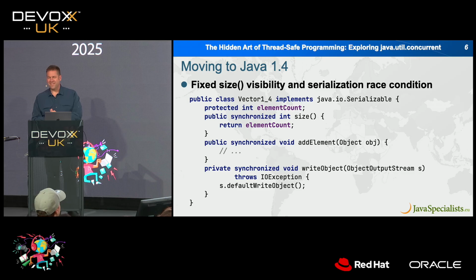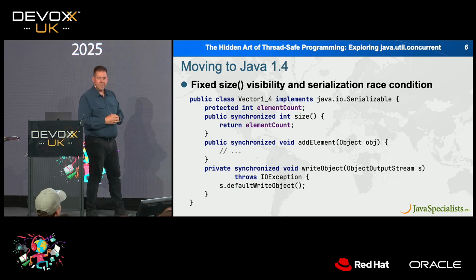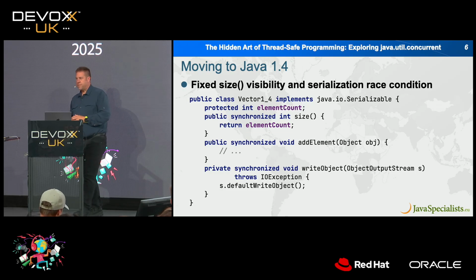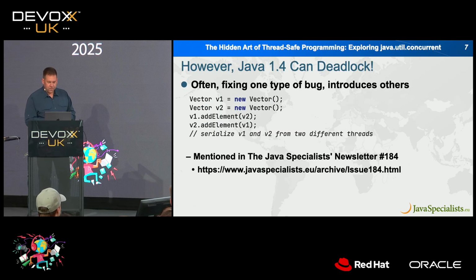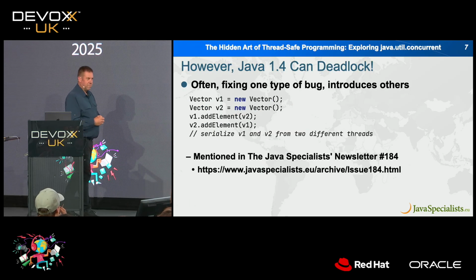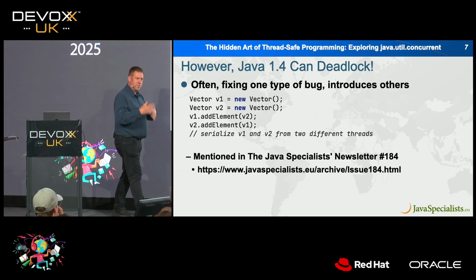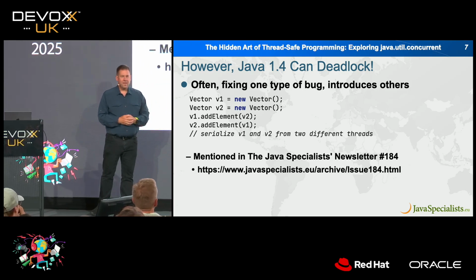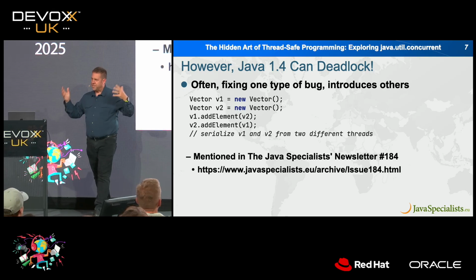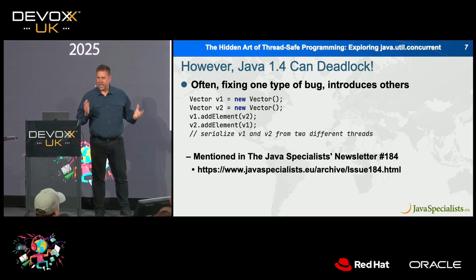What problem did they add? Sorry? Throughput, well, that's a good point. They might have added some more contention, but they added a bigger problem. They added a deadlock, right? Because if you have two vectors that point to each other, and you serialize them from two threads at the same time, you could get a deadlock.